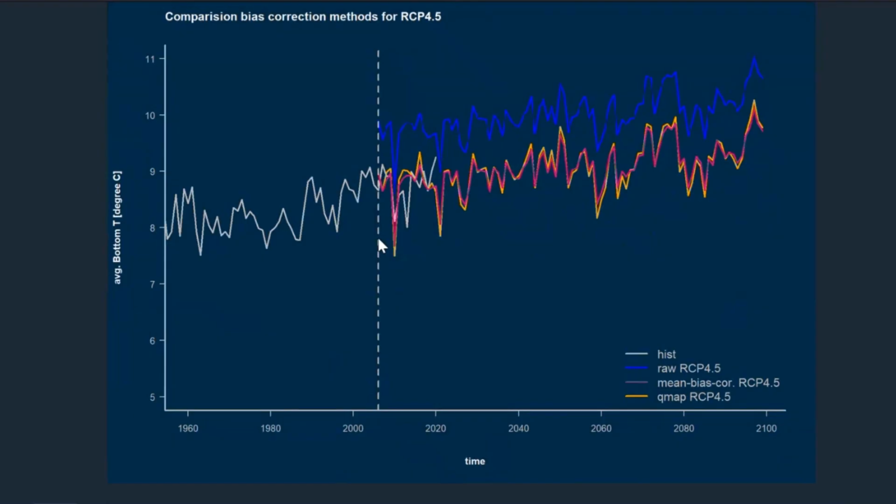And this is a comparison for the average bottom temperature. Here in blue, you see the raw projected RCP-45 time series, and here in orange and in purplish, you see the quantile mapping and the mean bias correction, and they're almost the same, although the variance of the quantile mapping method is a bit larger than the mean bias correction.